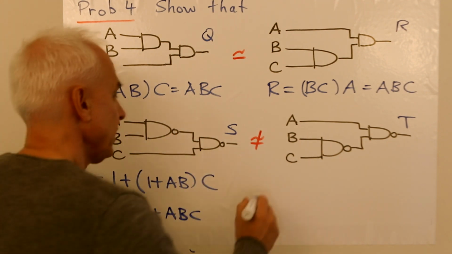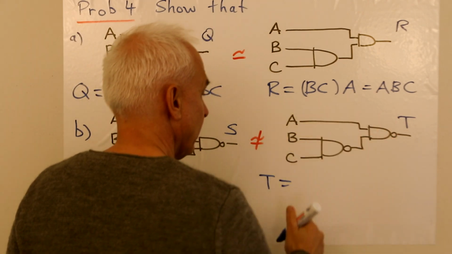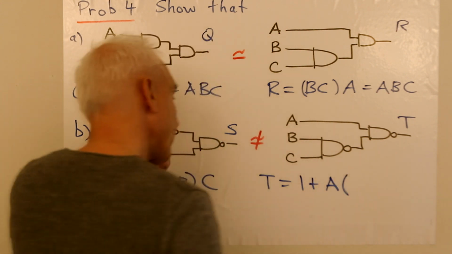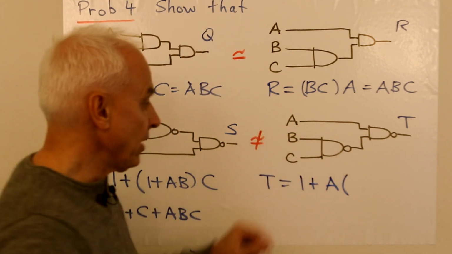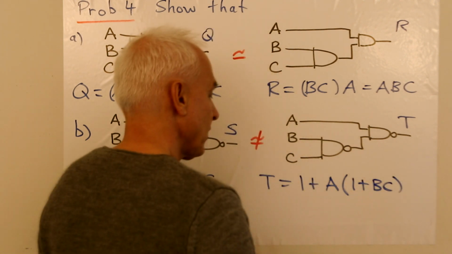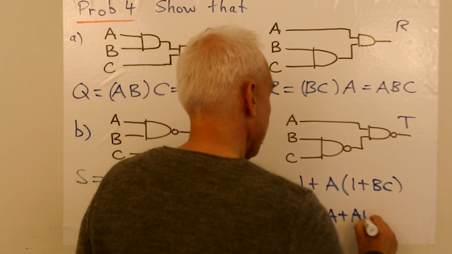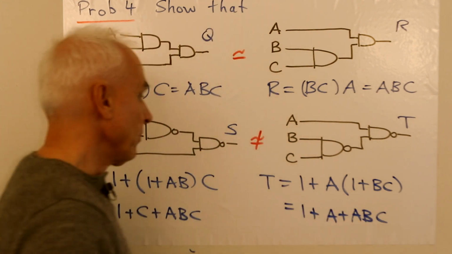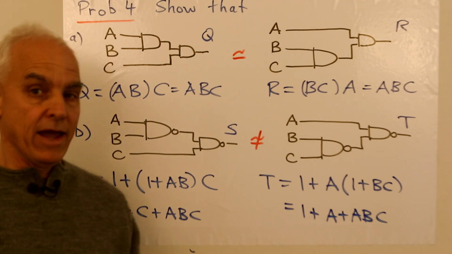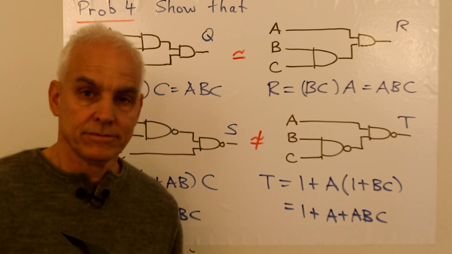Over here, T. It's another NAND gate between an A and this one here. So we'll write it as 1 plus A times the result of this NAND, which is 1 plus BC. The result is 1 plus A plus ABC. And we can see that these are not equal because as polynomials in A, B, and C, they're not equal. There's a C here, there's an A here.